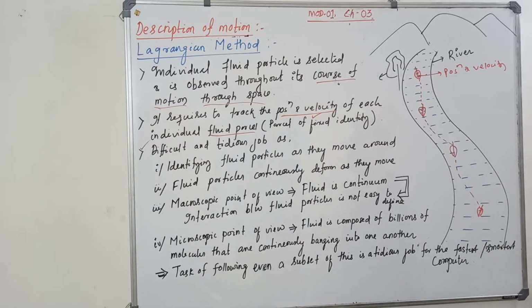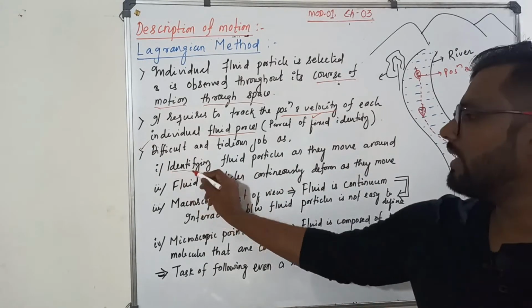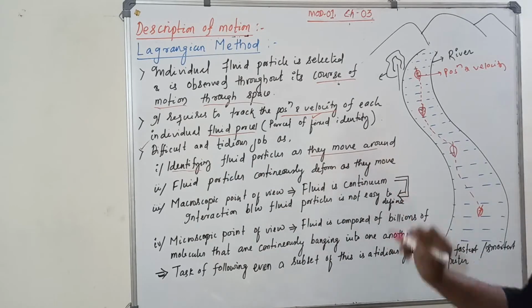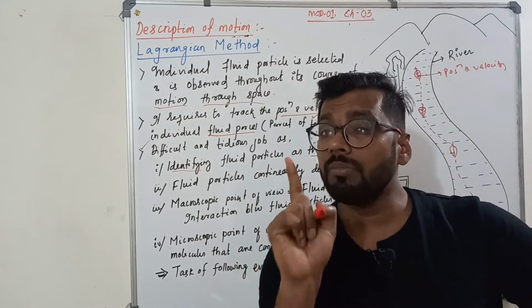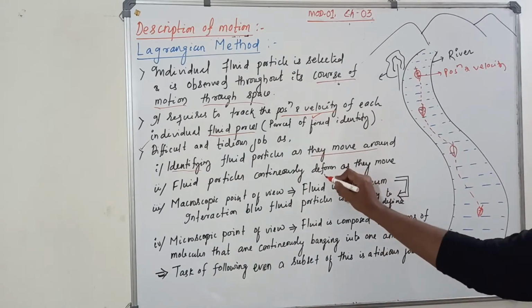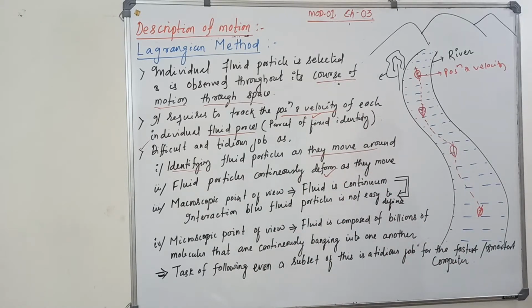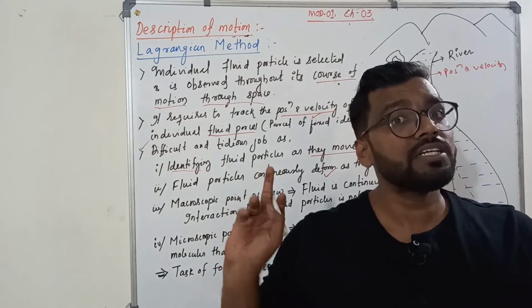Basically we are deciding on four reasons. Number one: how will you identify a fluid particle as it moves around? As we know, a fluid is a continuously deformable body. So how are you going to go for the fluid particle? Now you can go, but I am telling you these are difficult.